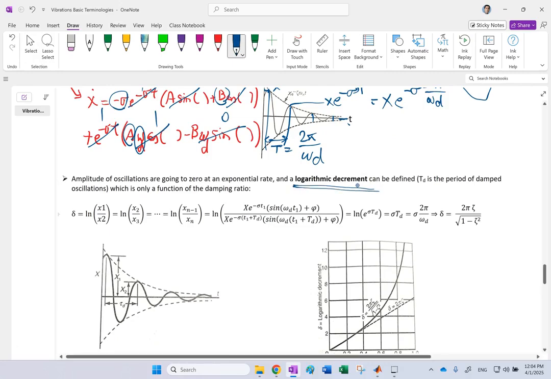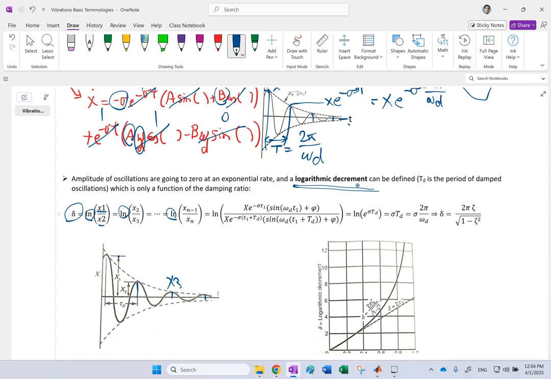You can show that if you divide the first amplitude x1 by the second amplitude x2, or the second amplitude by the third one x3, or the third one by the fourth one, and take natural log of them, the result of all of this is the same, and that is called the logarithmic decrement delta, which is a unitless entity. Now, how would you find it?